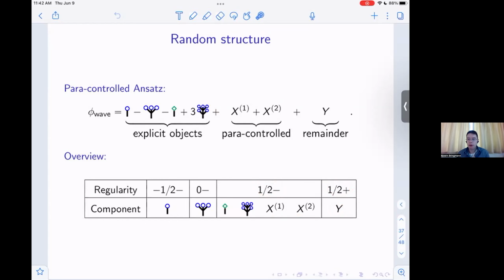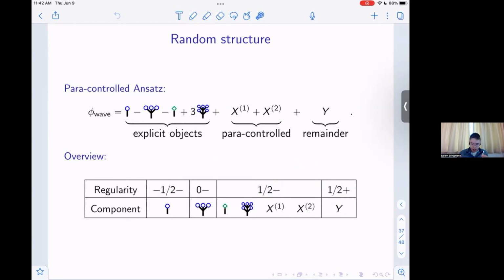Now, one thing that you may realize is that I'm dancing around the threshold 1/2 here, right? I have a bunch of components that are just below, and I have one component that is above. So evidently, this is an important threshold for us. And the reason why this is important is because it's the dual regularity of our lowest regularity object. So it determines whether or not I can multiply by the blue lollipop.